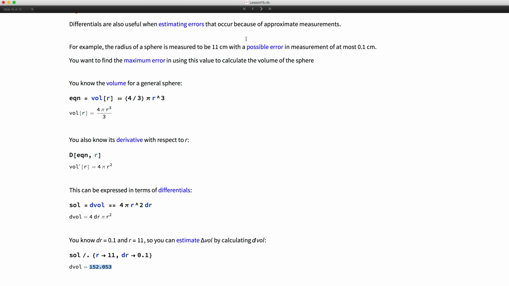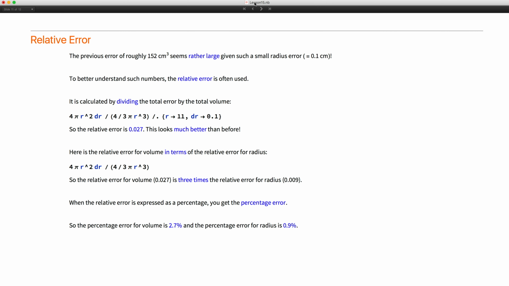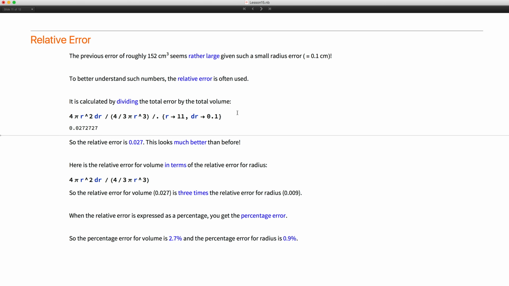Now, that looks like a huge number. So the question is, why is it so large? Well, the point is that you really need to talk about the relative error over here to understand what's happening. So the relative error is the error divided by the actual volume, and then that is just 0.027. So of course things look much better than they did before.